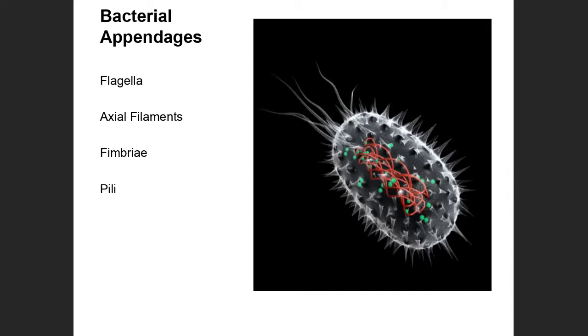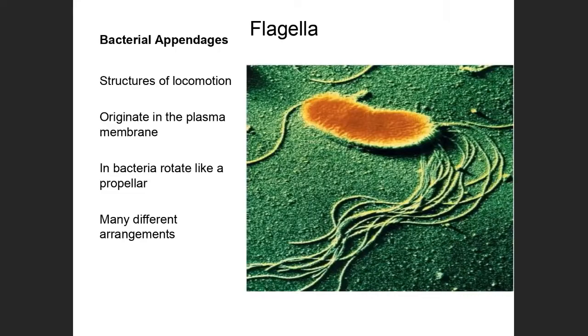So we're going to talk about flagella and axial filaments. We're going to look at fimbriae and pili. And then we'll talk about inclusions, and then we'll move into the eukaryotes. Okay, so let's go.